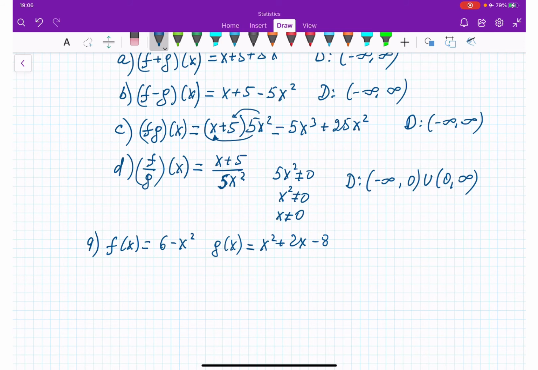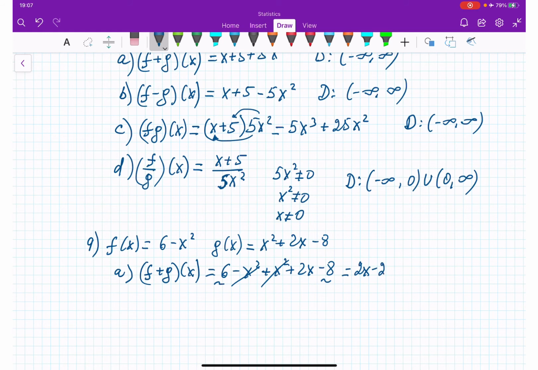So, f plus g of x is going to be 6 minus x squared plus x squared plus 2x minus 8. The x squared is gone with this x squared, and combining like terms, we get 2x minus 2. So domain is going to be negative infinity, positive infinity.